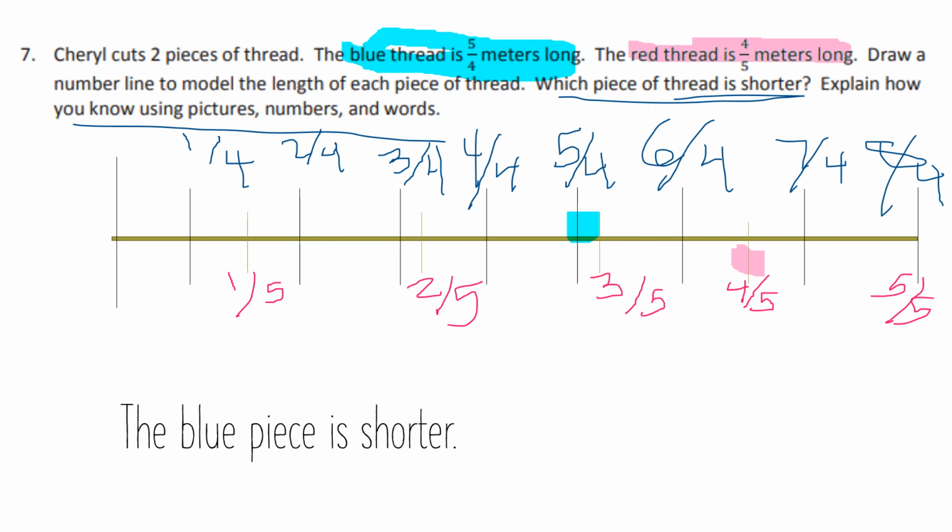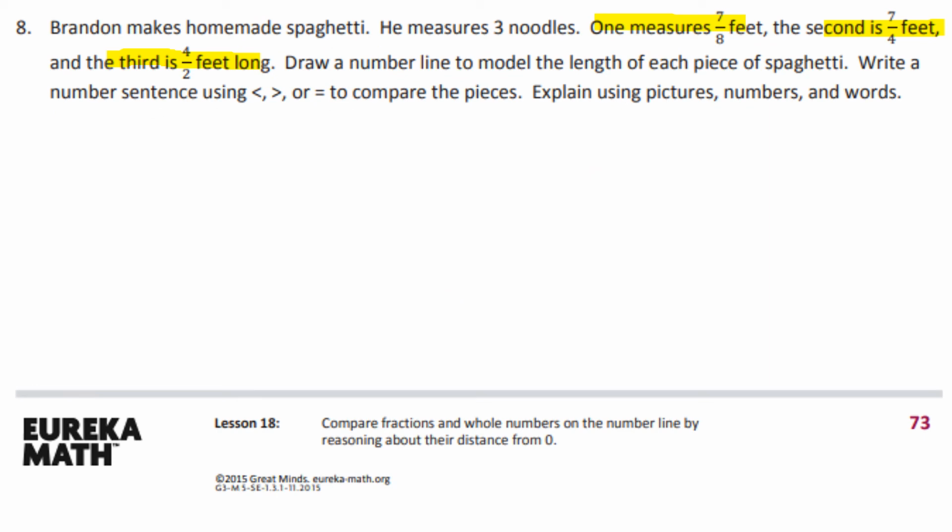Let's get going to our last problem. So Brandon makes homemade spaghetti. He measures 3 noodles. One measures 7/8, the second is 7/4, and the third is 4/2. And they're in feet long. So draw a number line to model the length of each piece of spaghetti. Write a number sentence using greater than, less than, or equal to compare the pieces. Explain using pictures, numbers, or words. I would like you to try to use all 3 if possible. So take your time.